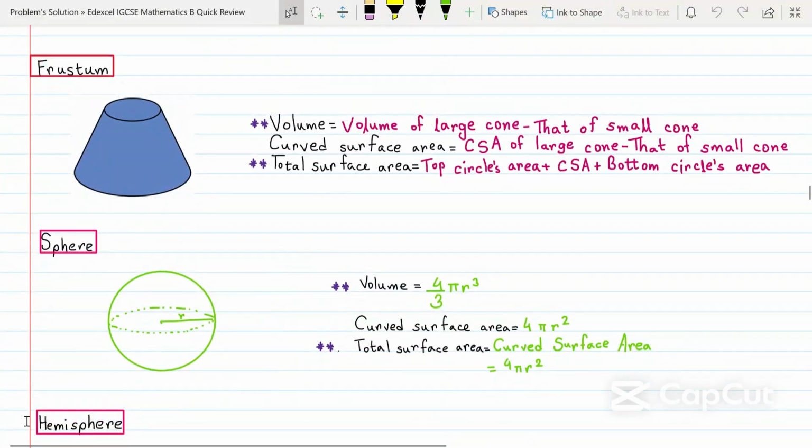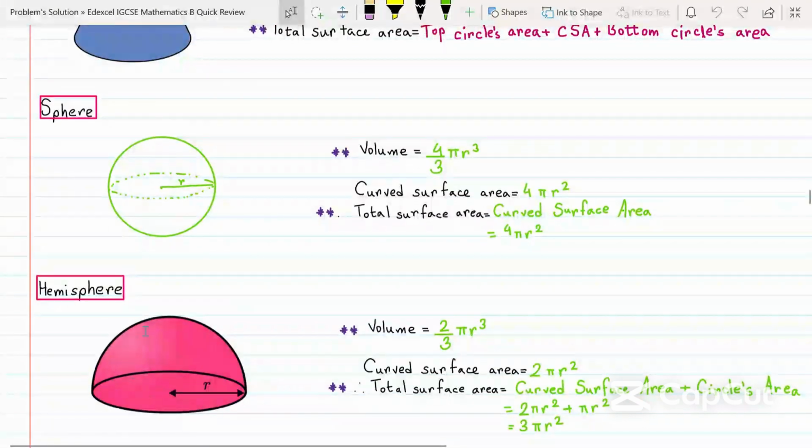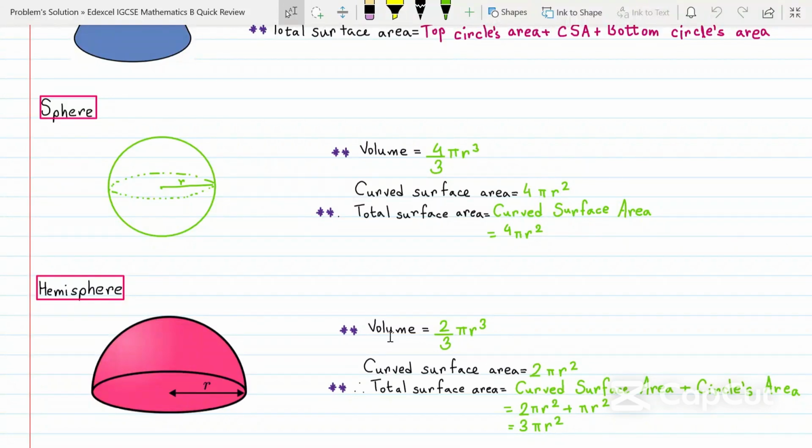Now, the next shape we have is a hemisphere. A hemisphere is what you get if you cut a sphere into half, so that time you will get two hemispheres. This is the hemispherical shape. The volume of the hemisphere is half the volume of the sphere, therefore 2/3 pi r cubed. The curved surface area is obviously half the curved surface area of the sphere, therefore 2 pi r squared.